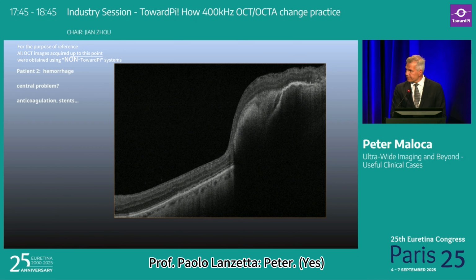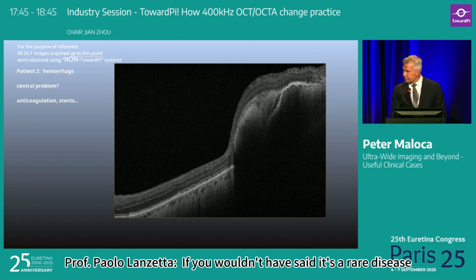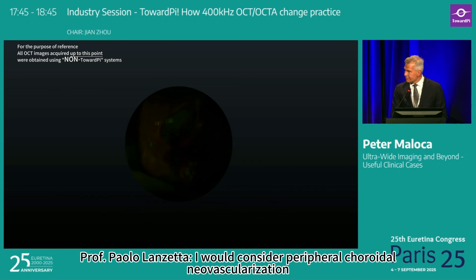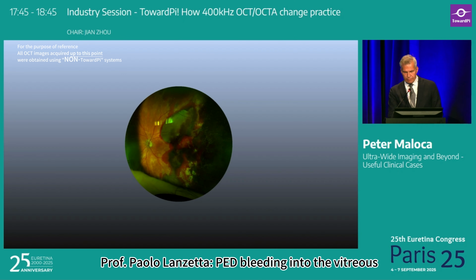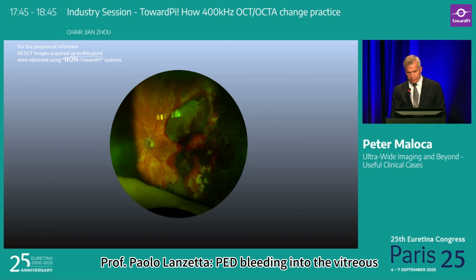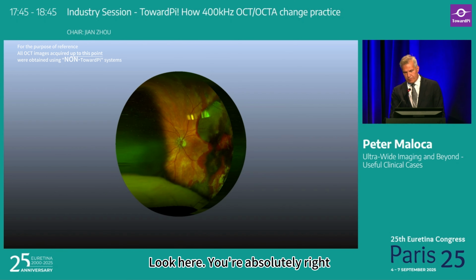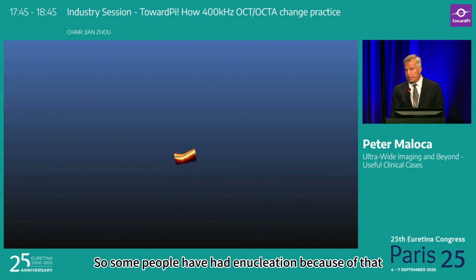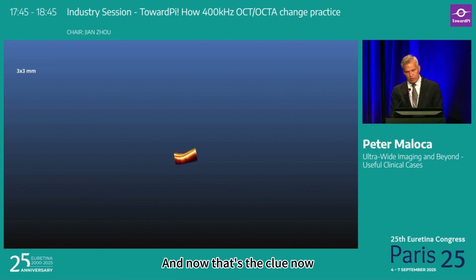Peter? Yes? If you wouldn't have said it's a rare disease, I would consider peripheral choroidal neovascularization. Yes, PD, bleeding into the vitreous. Look here. You're absolutely right. So some people have had enucleation because of that, and now that's the clue.